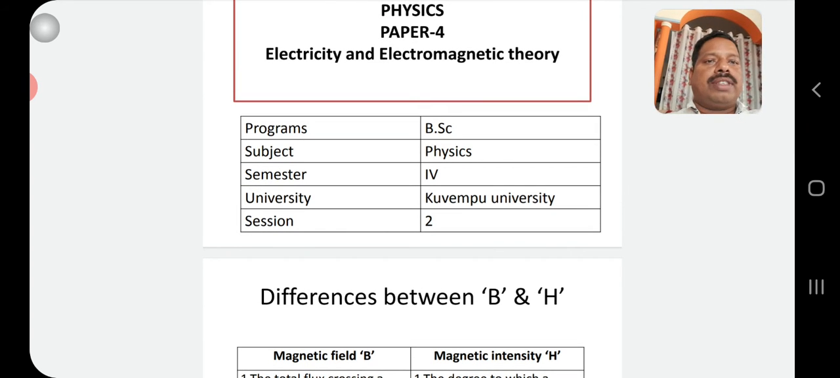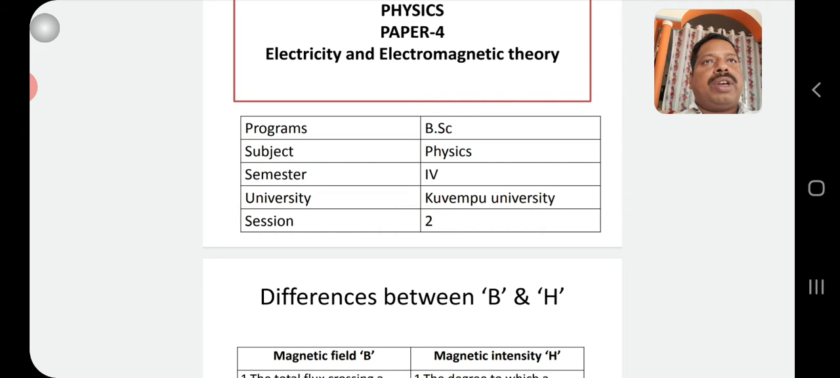Before that, what is Lorentz force? Then what is the expression for Lorentz force and the explanation of its terms. Later on, the characteristics of the Lorentz force. These concepts were discussed in the previous discussion.